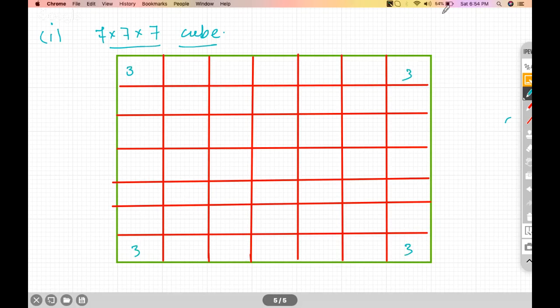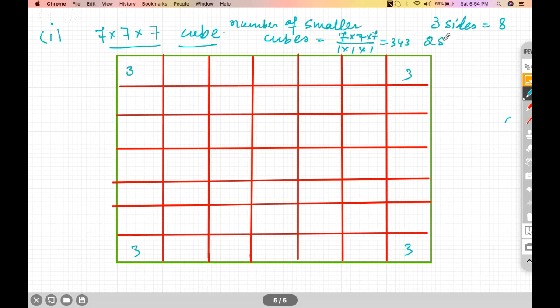So 3-side painted remains 8. Now number of smaller cubes are equal to 7 into 7 into 7 divided by 1 into 1 into 1, which is 343. Two sides painted would be 1, 2, 3, 4, 5. On one edge there are 5, so 5 into 12, that comes out to be 60.